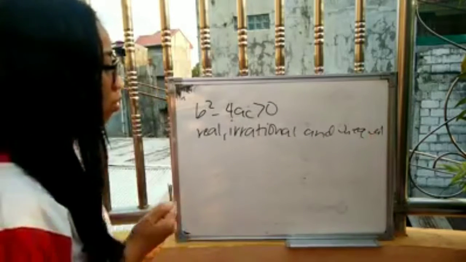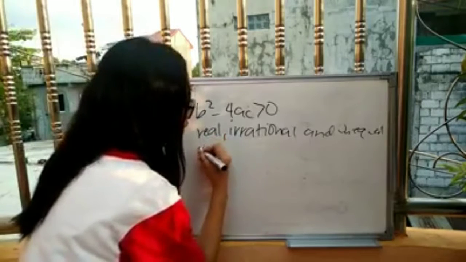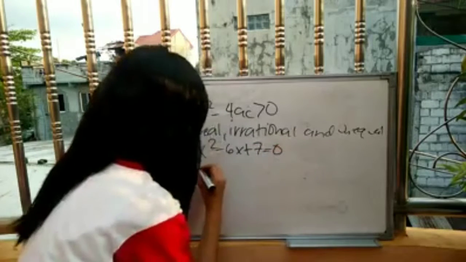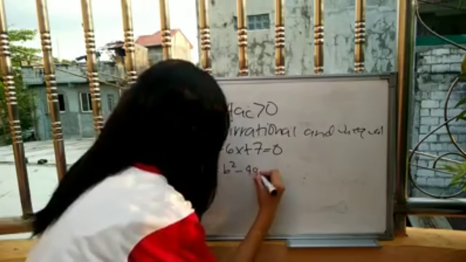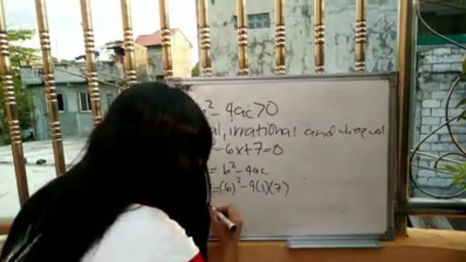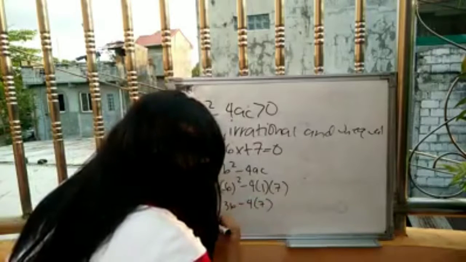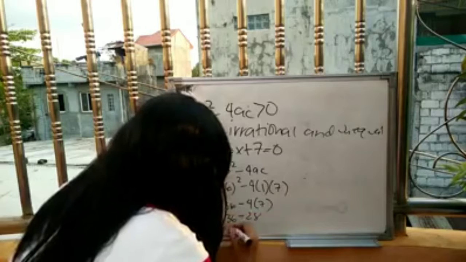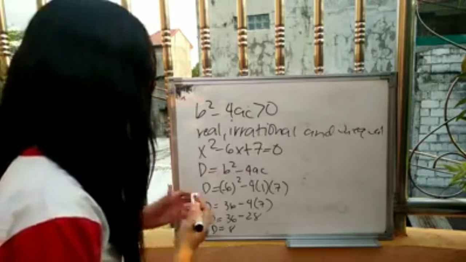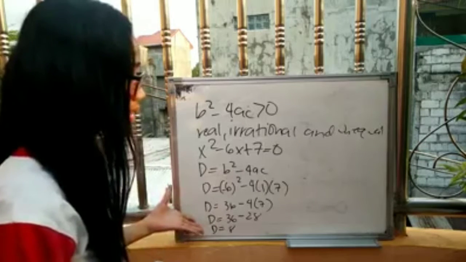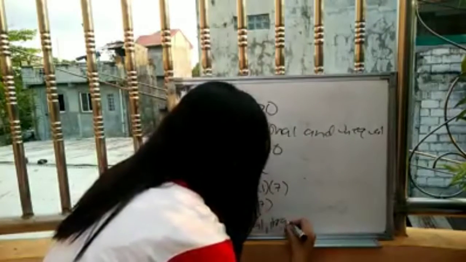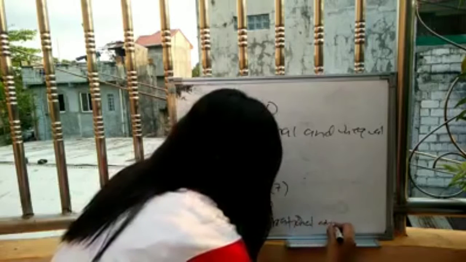Now, let's get the nature of the roots of the quadratic equation x squared minus 6x plus 7 is equal to 0. Since the discriminant is greater than 0 and not a perfect square, then the roots are real, irrational, and unequal.